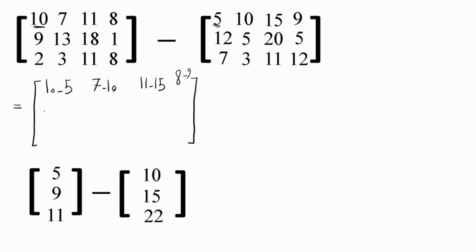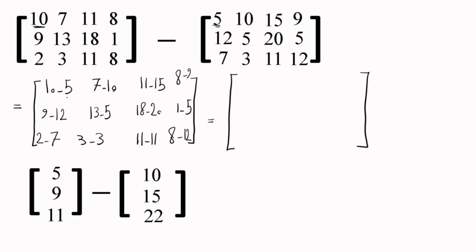For this one, I'm going to have 9 minus 12, 13 minus 5, 18 minus 20, and 1 minus 5. You can even do this operation in your mind and simplify it in one step, but because I want to teach you, I'm going to do this subtraction in 2 steps. For the third row, I'm going to have 2 minus 7, 3 minus 3, 11 minus 11, and 8 minus 12. What am I going to have?